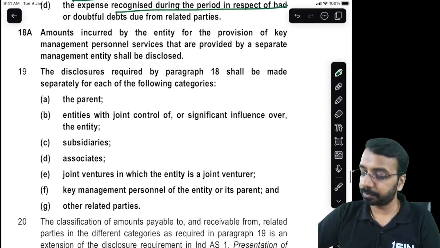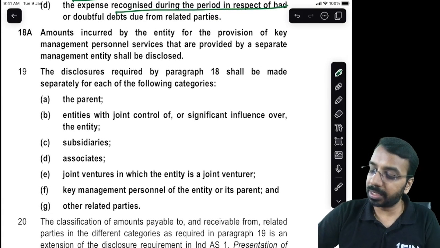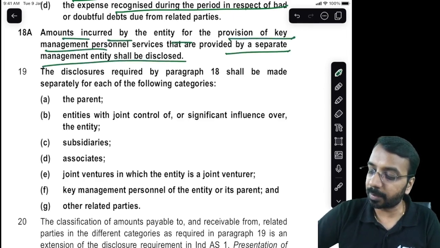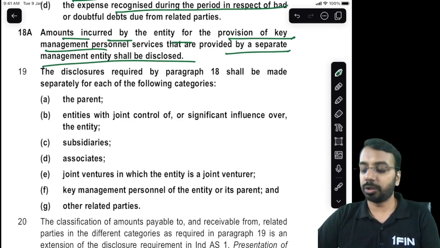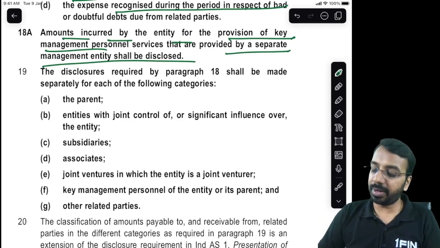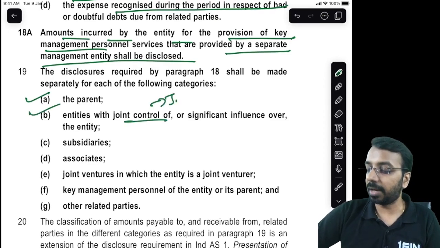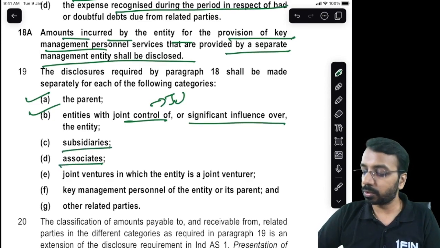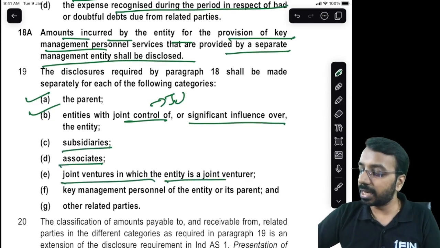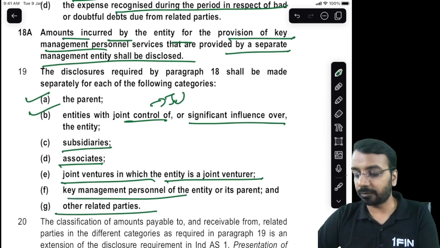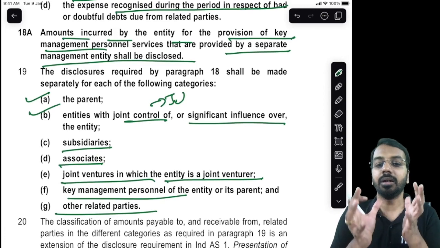Not only that, you will also disclose amounts incurred by the entity for the provision of KMP services that are provided by a separate management entity. Then you will group them and disclose in the category of parent, when there is joint control. So joint control, you'll have cases of JV and all of that, or significant influence, subsidiaries, associates, joint ventures in which the entity is a venturer, KMP and other related parties, right? That is a broad classification. So that is how you make the disclosures.